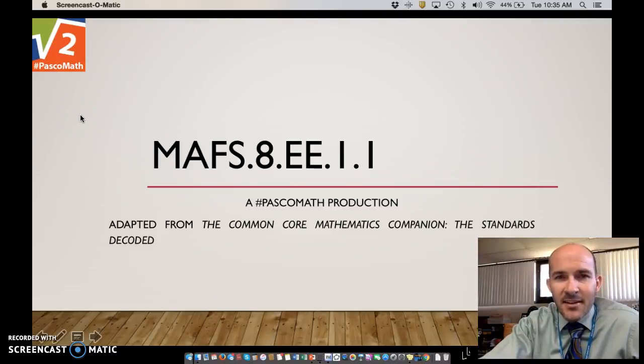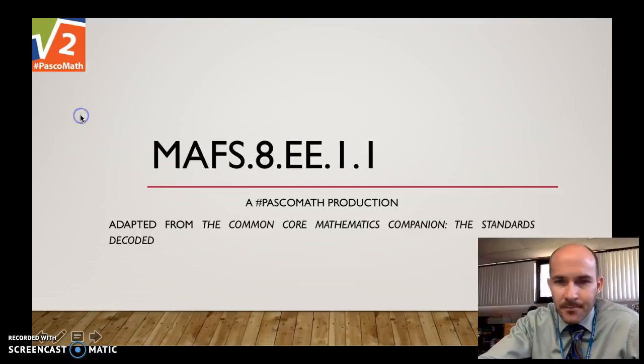Today we're going to look at standard 8.EE.1.1. We're going to look at unpacking the standard a little bit, what the teacher should be doing in the classroom as well as what the students should be doing, and anticipating some misconceptions students might have with this standard, and then what you can do to address those misconceptions.